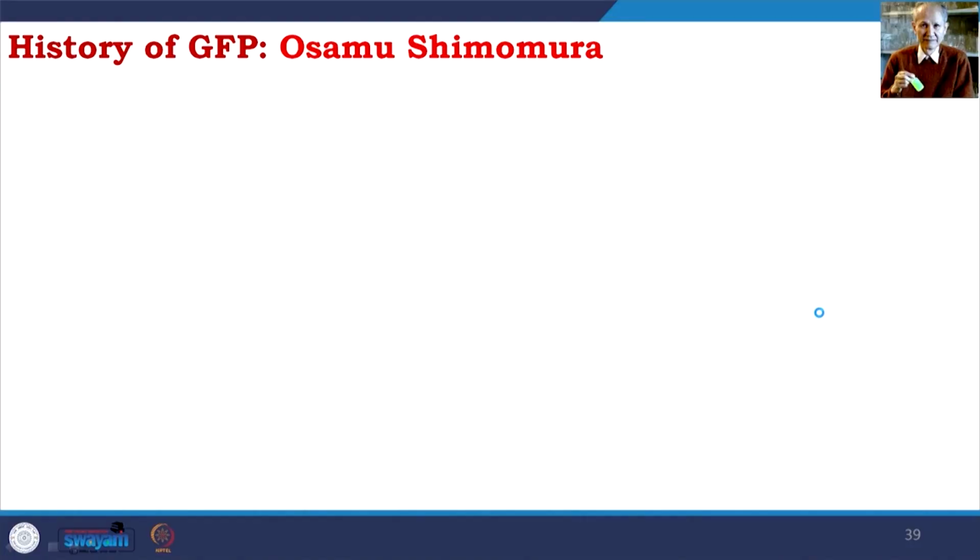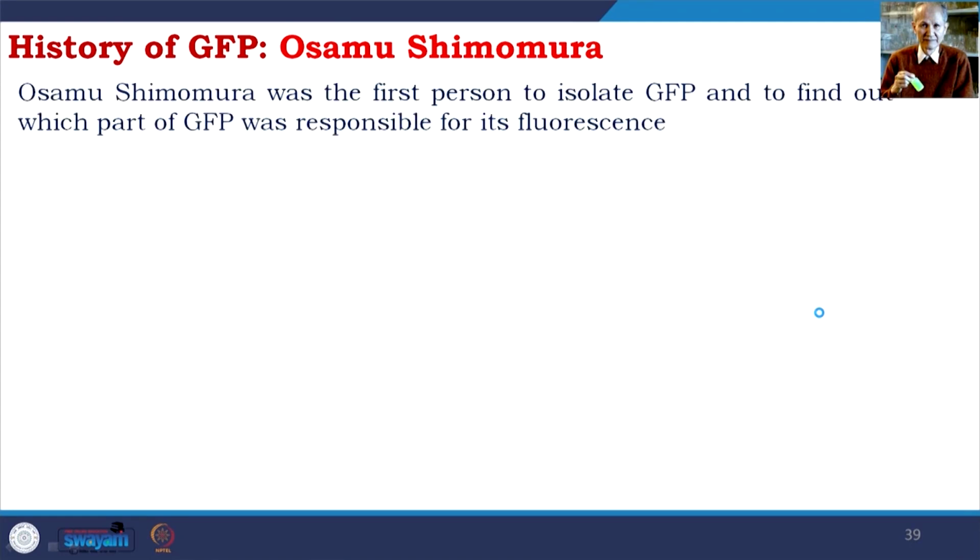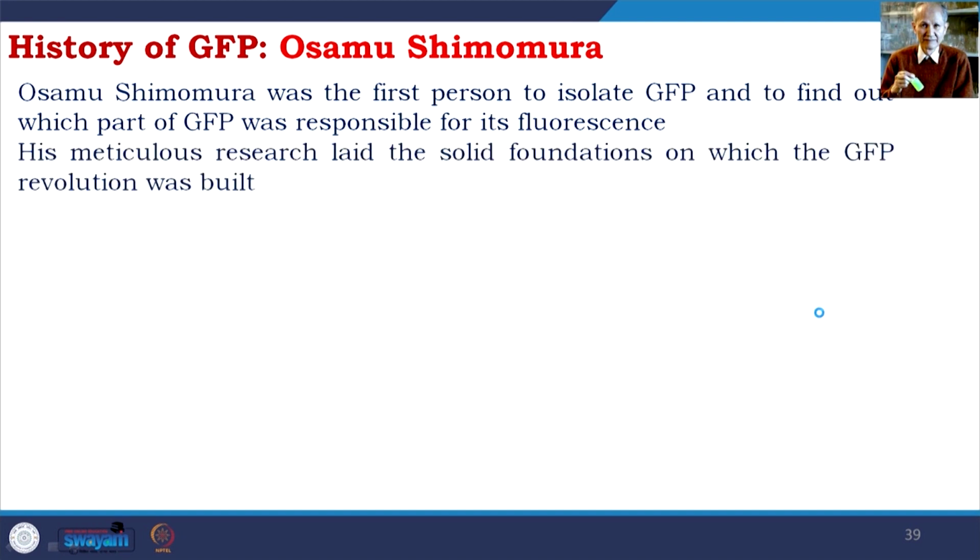When you say GFP, green fluorescence protein, you should immediately remember the name of Osamu Shimomura, who is the father of this protein. Osamu Shimomura was the first person to isolate green fluorescence protein and to find out which part of it was responsible for its fluorescence. His meticulous research laid the solid foundation on which the GFP revolution was built.